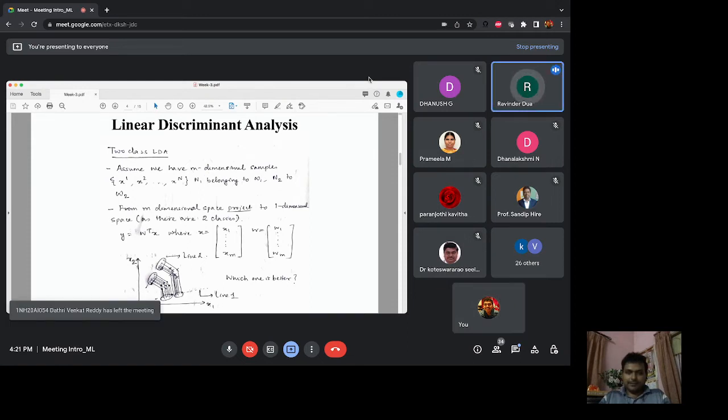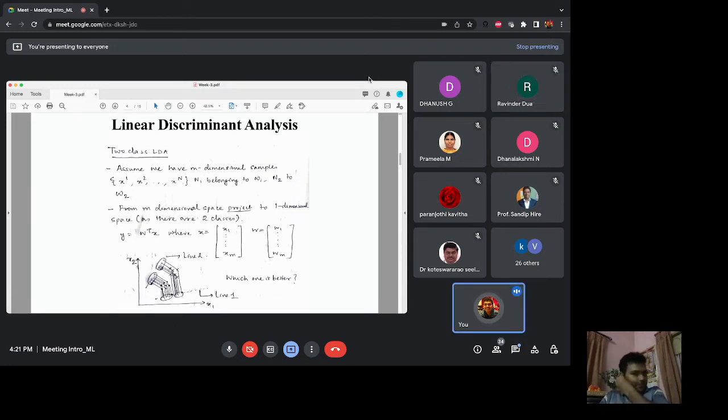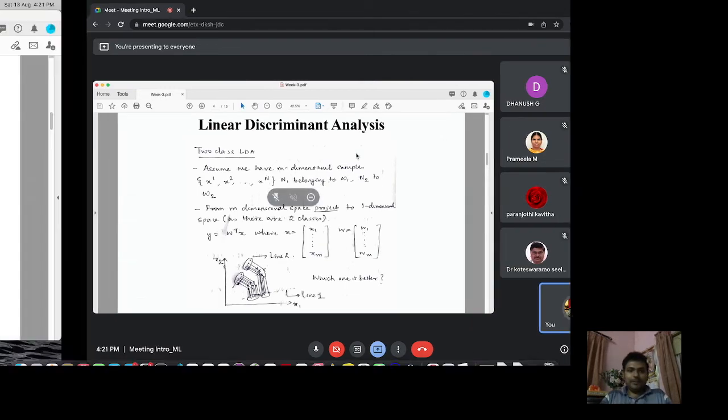There was another thing which was told, that was centroid. Like if the distance between their centroids is higher, that means they are separate. Yes, that is the point that I wanted to hear from you all.